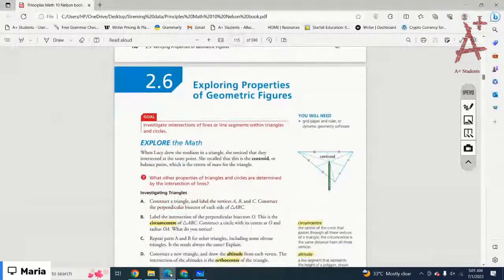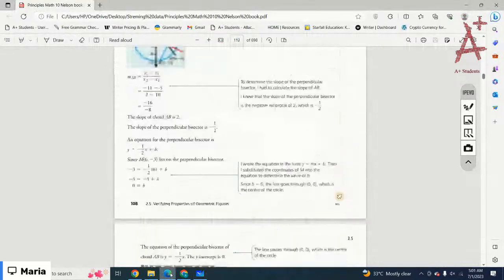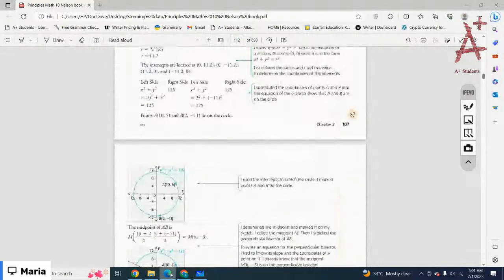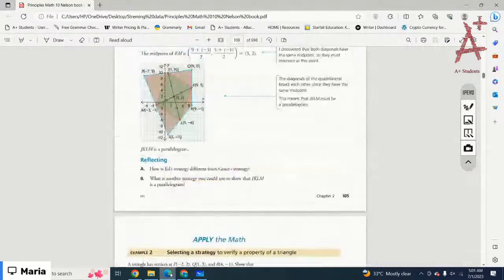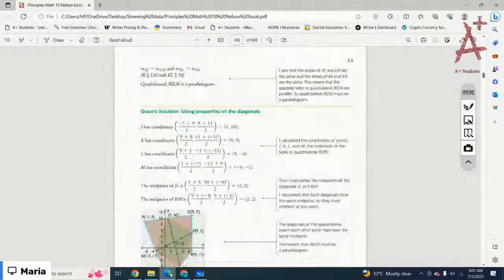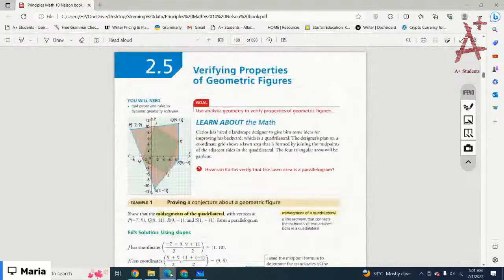So, we're working on the grade 10 book, Principles of Mathematics, and the chapter we are working on. Let's start with a lesson that is verifying properties of geometric figures.